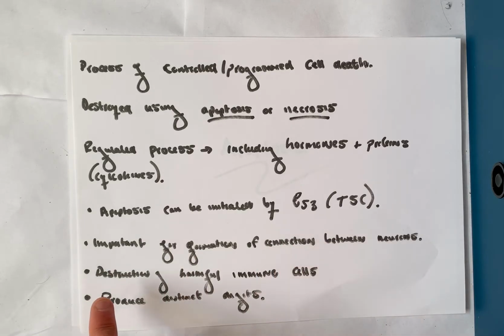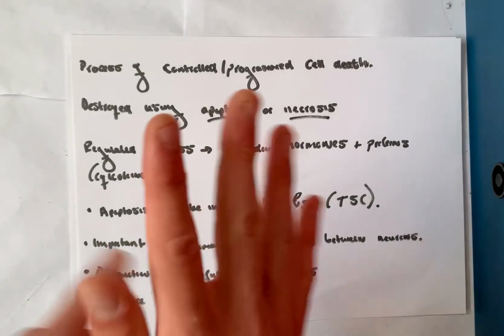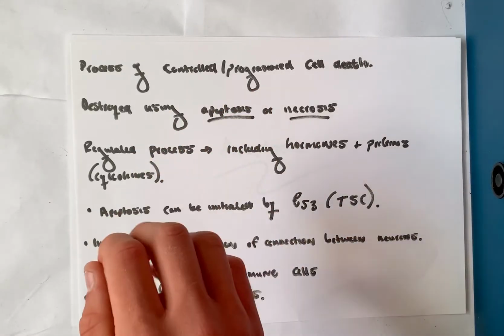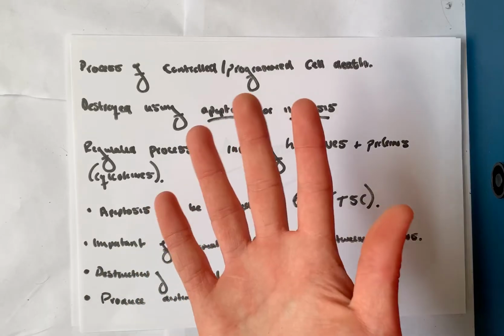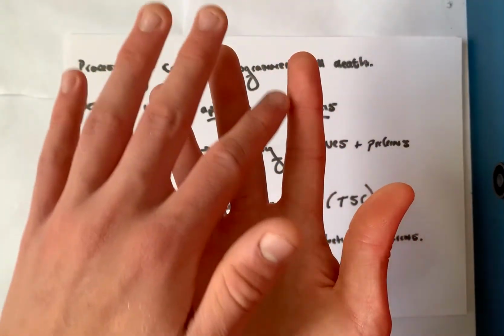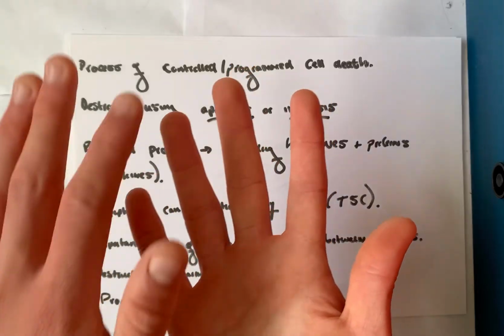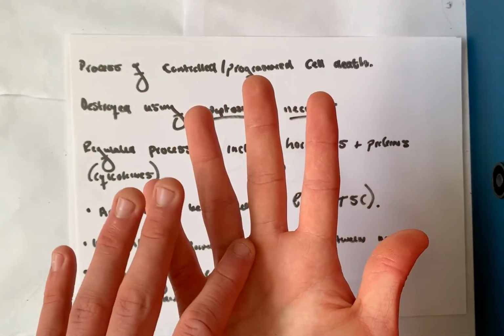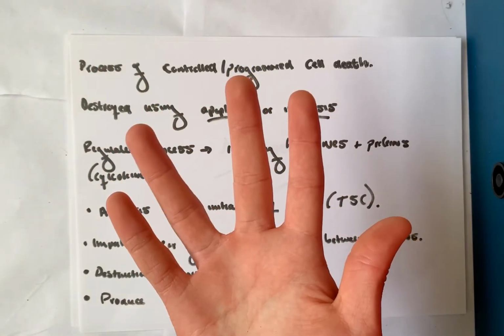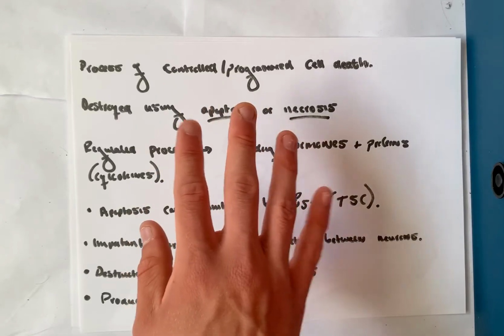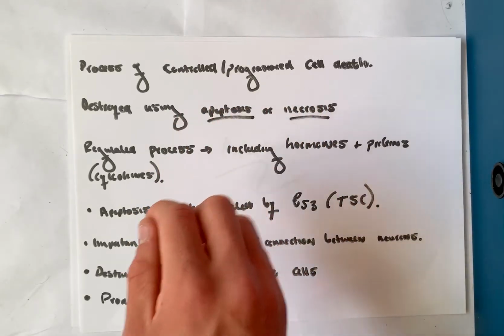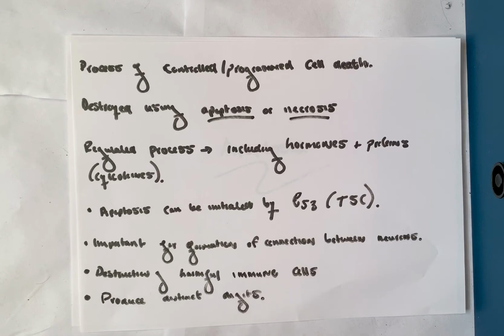It can be used for the destruction of harmful immune cells during the development of the immune system, and it's also very important for the production of distinctive digits such as hands and feet. So when you develop in the womb, what happens is all the cells in between your fingers die by a process of apoptosis in order to produce the distinctive digits that we can use, including our hands and feet.